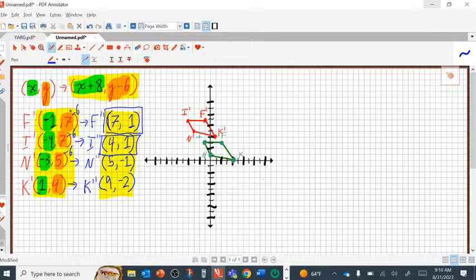Oh, the originals? I can pull that up in just a minute. So the points are 7 comma 1, 4 comma 1, 5 comma negative 1, 5 comma negative 1, and then 9 comma negative 2.